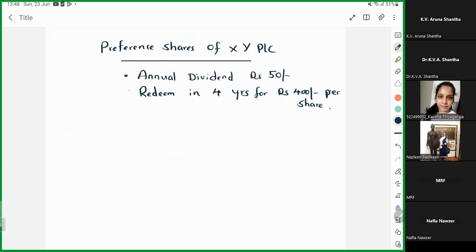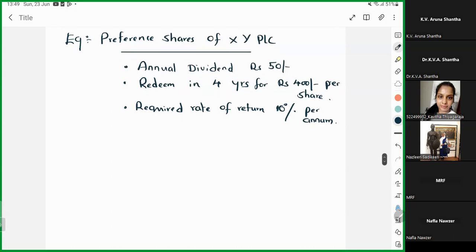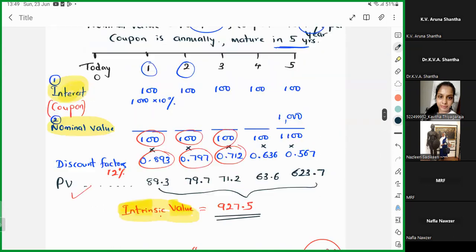Let's say investors require a return, a required rate of return, of 10% per annum. Right. Now let's see this example. You are considering investment in this company's preference shares. How much is the intrinsic value per share? How do you calculate? You apply that model. So what is the valuation model?